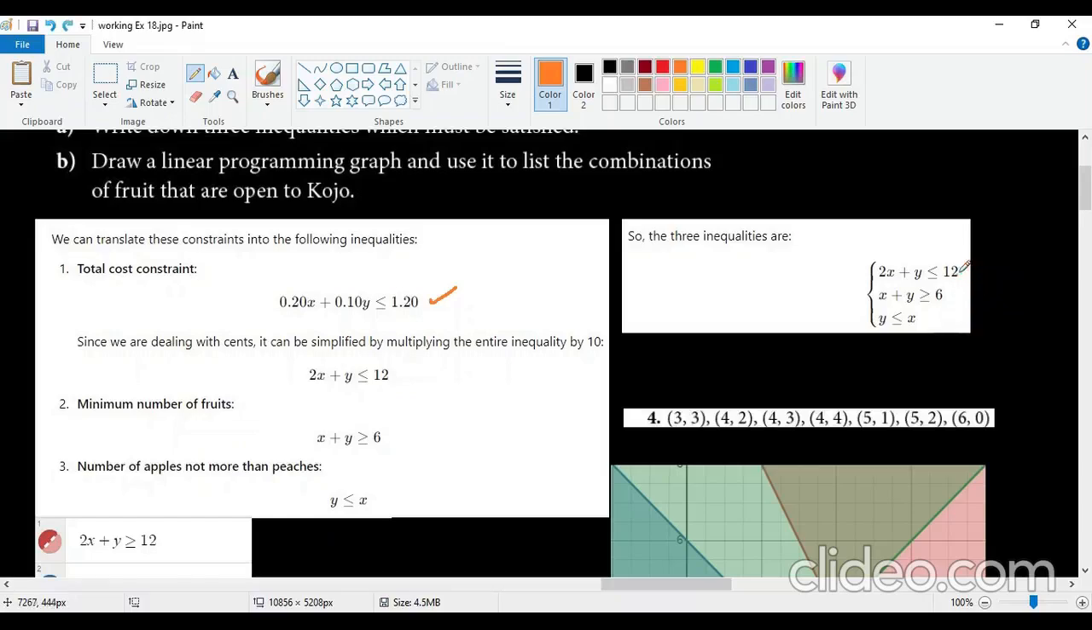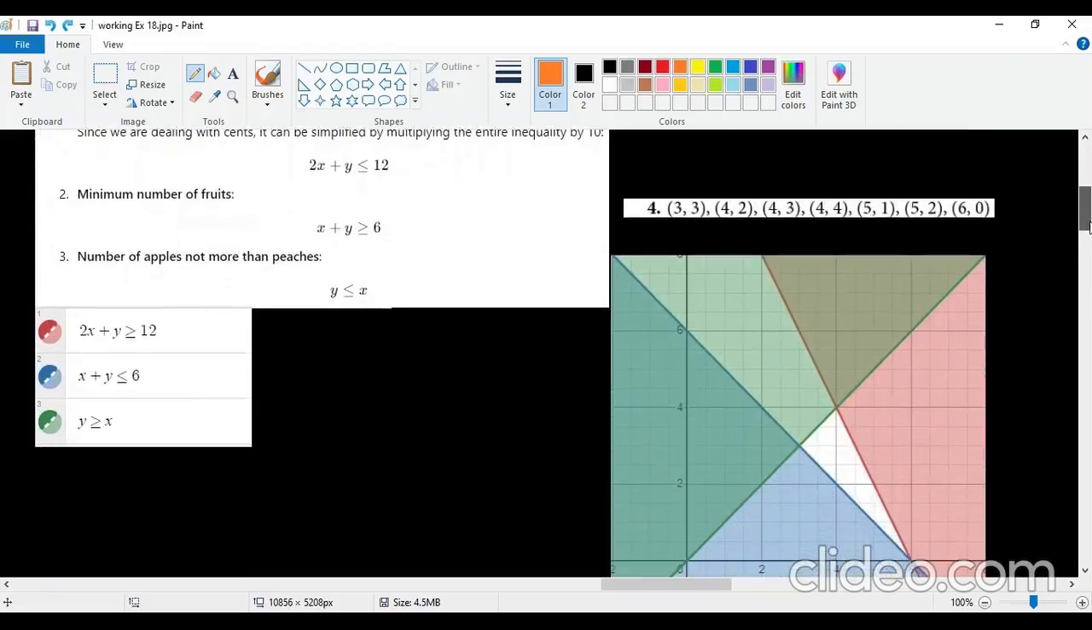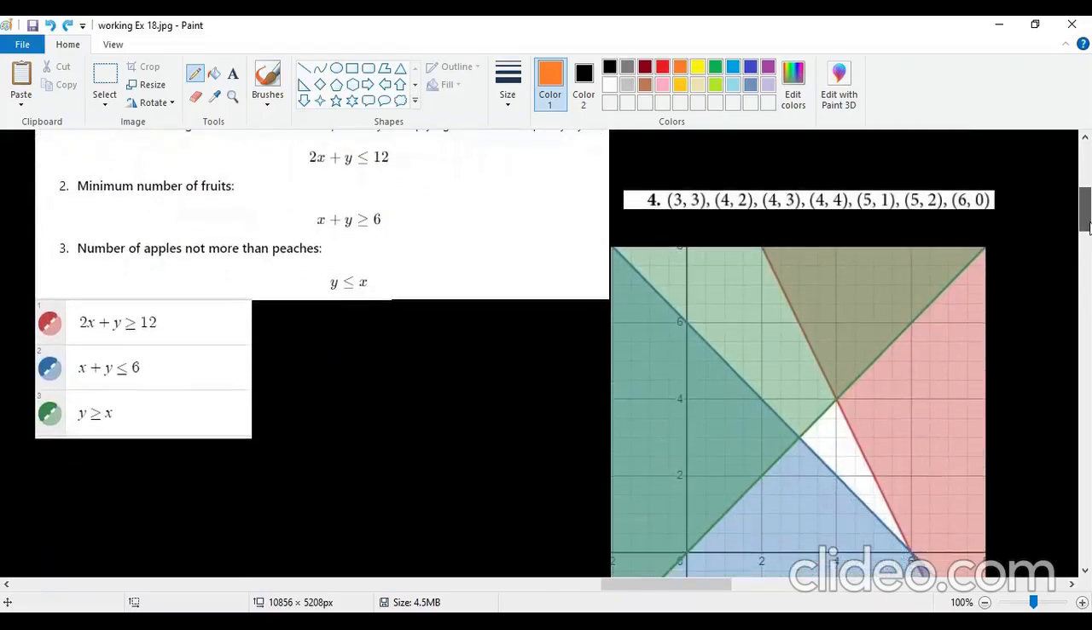Now, putting these inequalities in the Desmos, you will get these three lines. Now, the coordinates that you have: the first is 3 3, which is over here. 3 3 is this one. 4 2 is this one. These are the whole numbers that you're getting. 4 3 is somewhere here. This is 4 3.